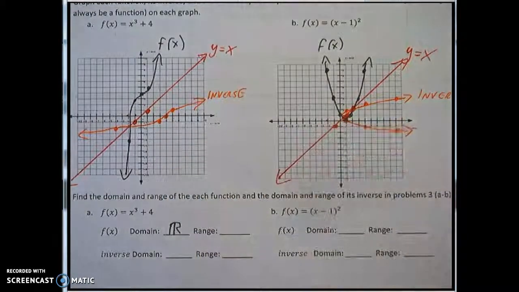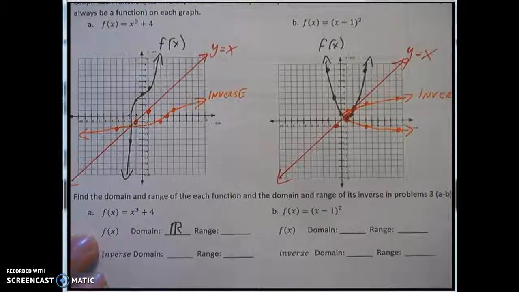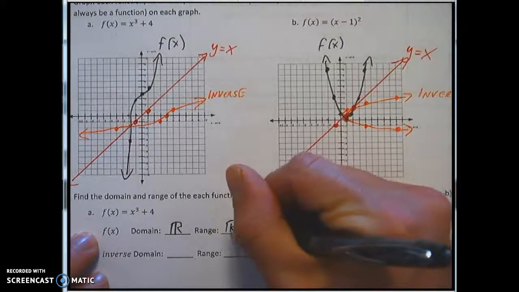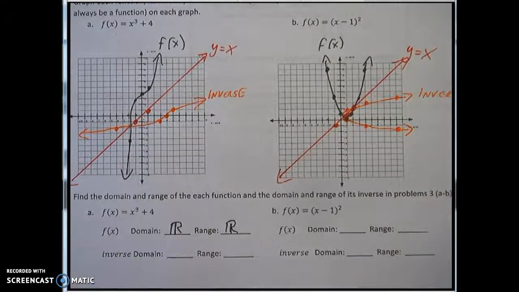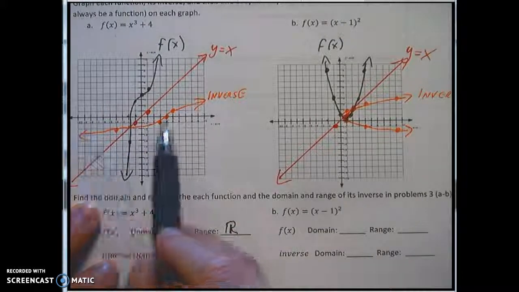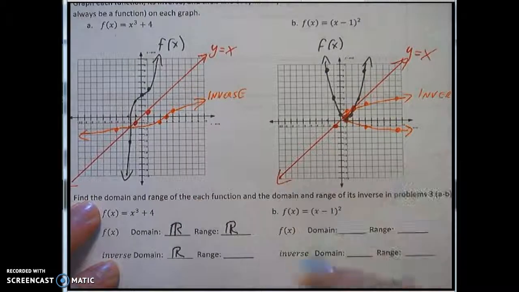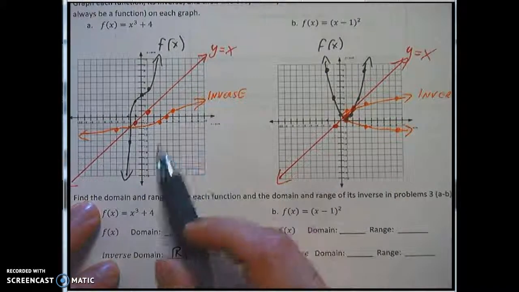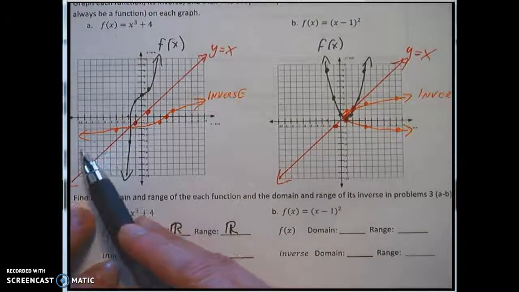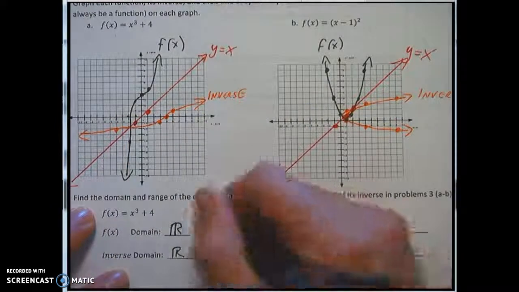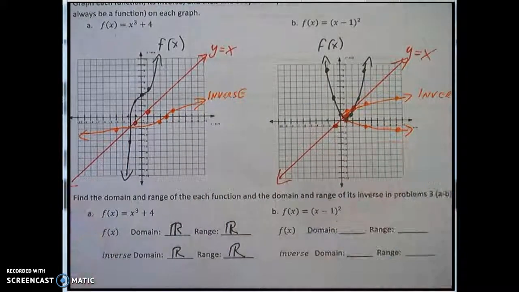Now that shouldn't be unexpected, because when we were studying cubics last semester, we said that the domain of all cubic functions was all real numbers. The same is true for the range. The domain and range for cubic functions is all real numbers. Now the inverse, this thing's clearly going to the left forever, clearly going to the right forever. That's also all real numbers. The range, how low to how high, this thing's going to slope down forever and slope up forever. So the range is also all real numbers.